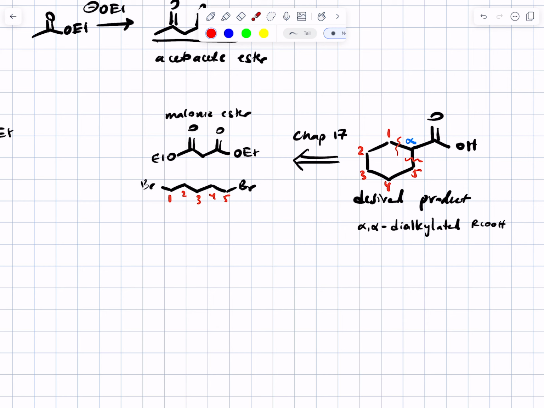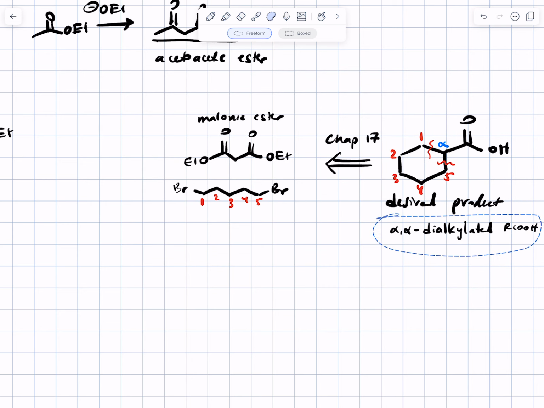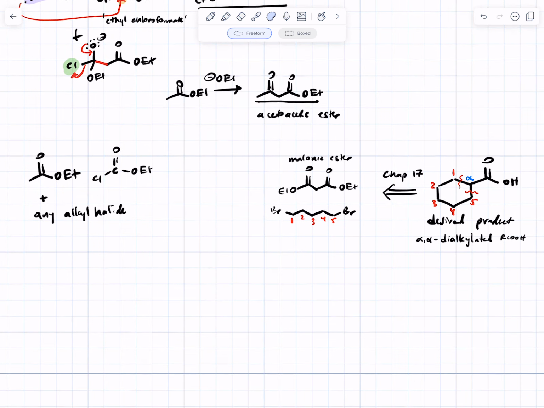Then you would use acidic conditions and heat to do ester hydrolysis, decarboxylation, and tautomerization, which gives you this carboxylic acid. Okay? So I'll just, again, warn you, if that doesn't sound familiar to you, you've got some work that you need to do in reviewing chapter 17.